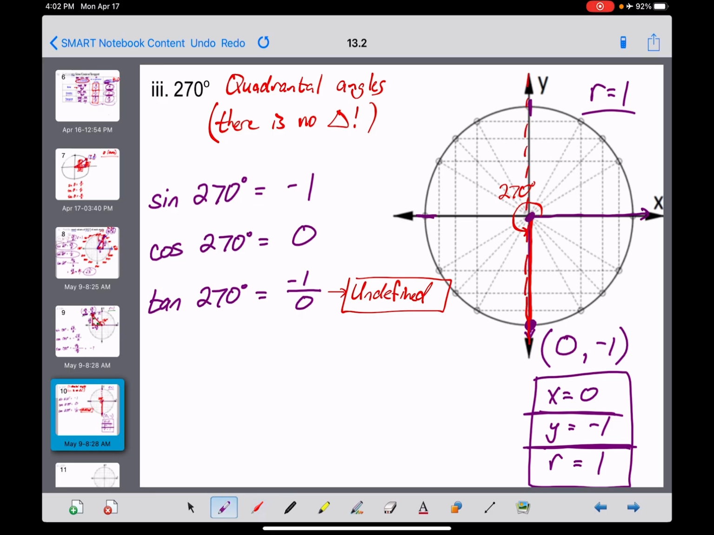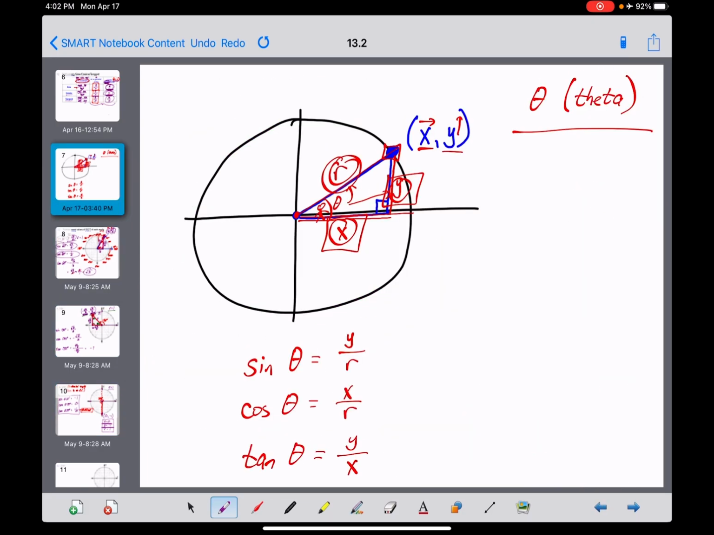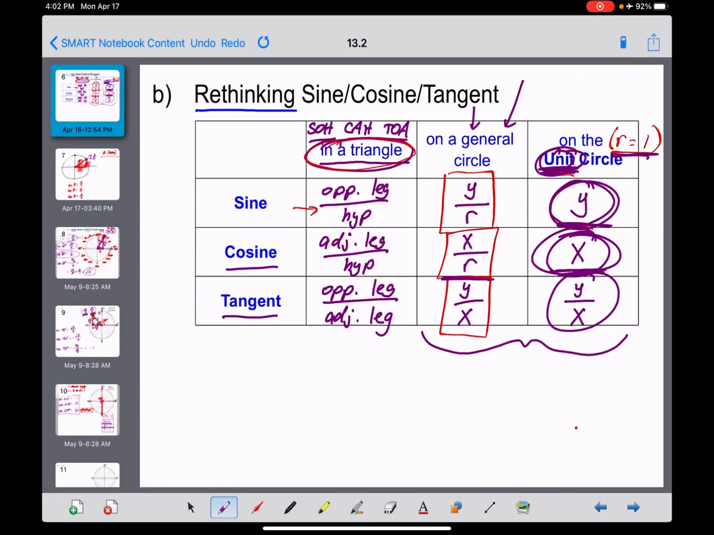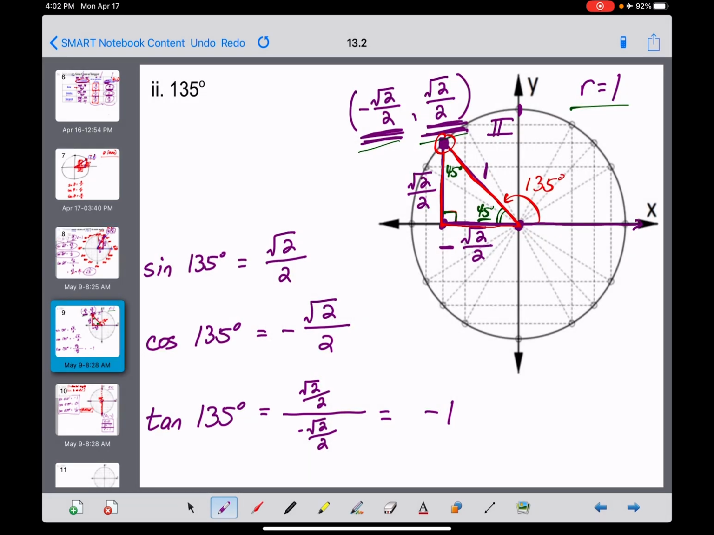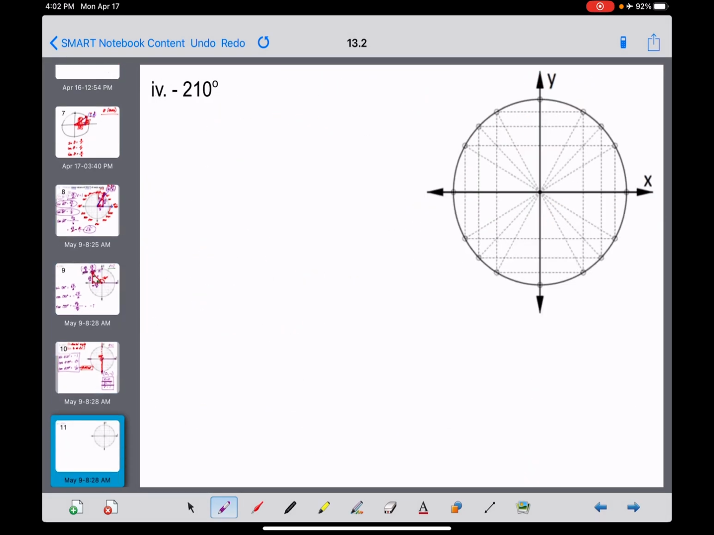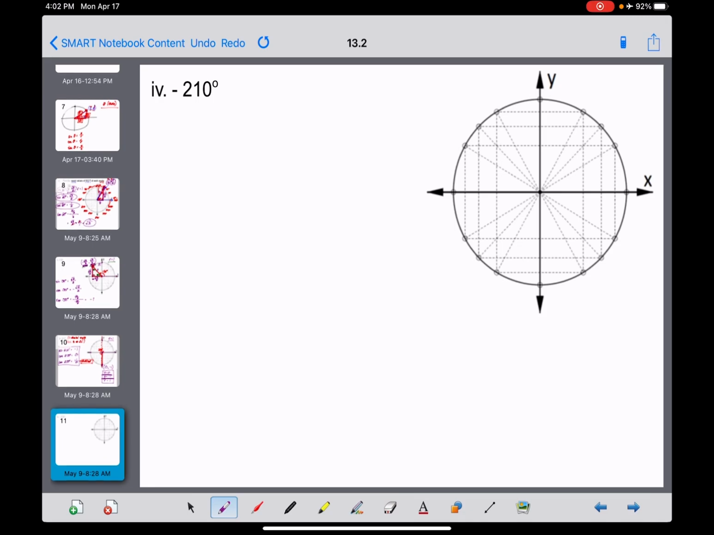Okay, so once we get the hang of this, this actually goes pretty quickly, but this example right here illustrates why we had to learn these new definitions right here in this column and this column for sine and cosine and tangent, because SOHCAHTOA only works in a triangle, which is what we wrote right here. It doesn't work when there is no triangle, which happens at the quadrantal angles. And I think I had one last one for you guys, and then we're done with this one.